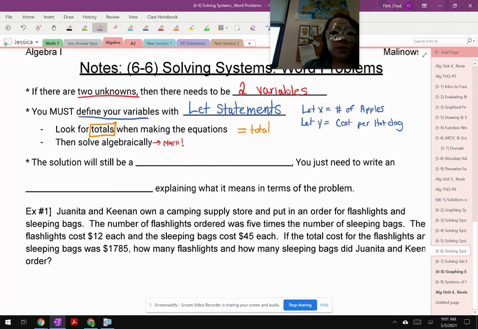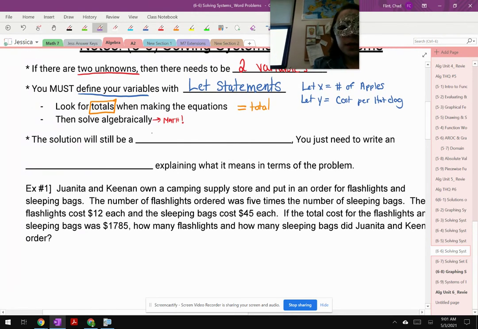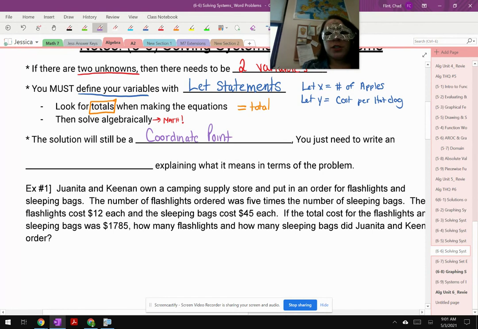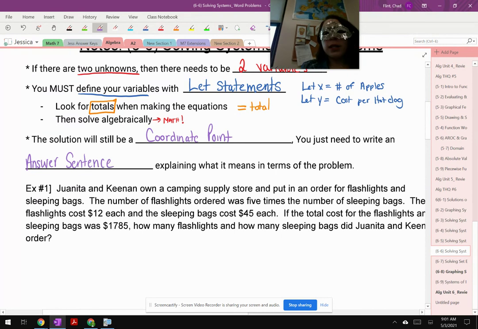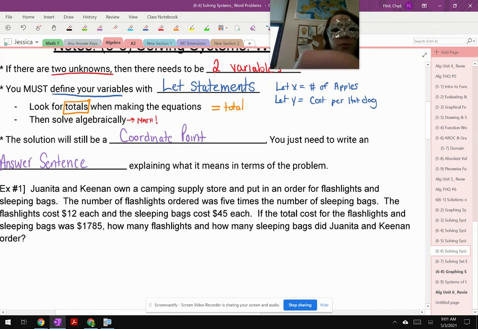Your solution will still be a coordinate point. You just need to write an answer sentence explaining what it means in terms of the problem.